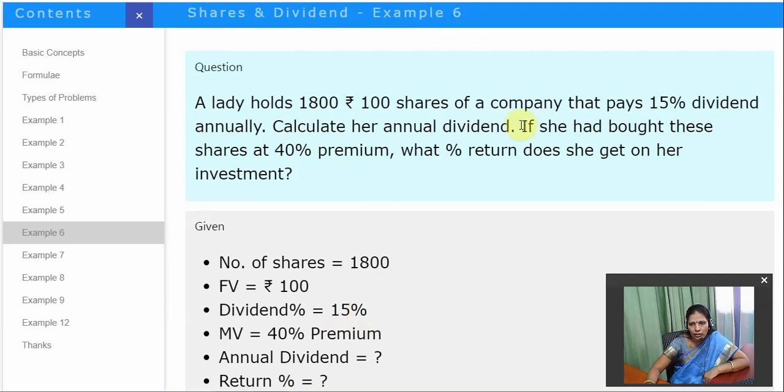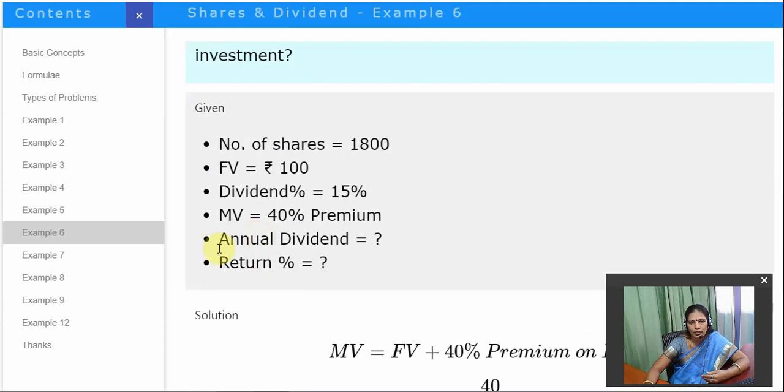And we will come to the next part of the question. If she had bought these shares at 40% premium, so what is the market value? 40% premium means she has bought at 40% more than the face value. That is the premium here. What percentage return does she get on her investment? They are asking what percentage return, that is the return percentage. So you need to find out the annual dividend and the return percentage.